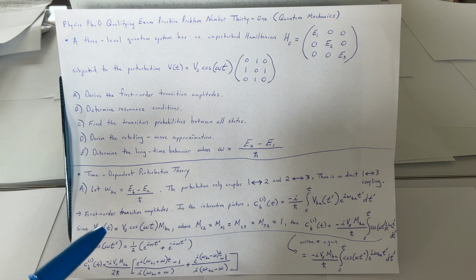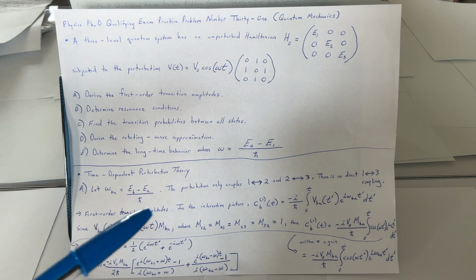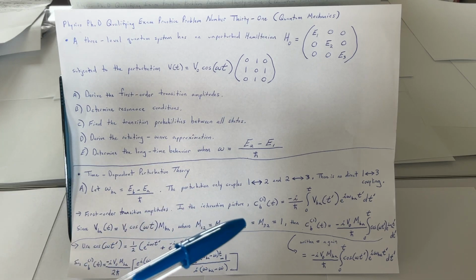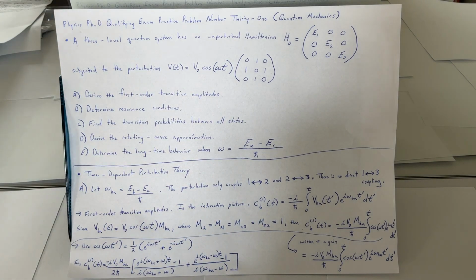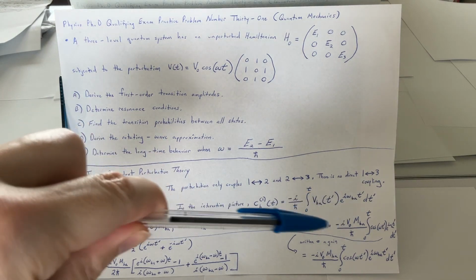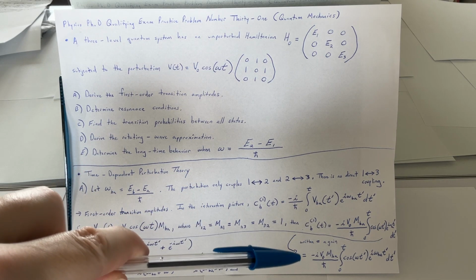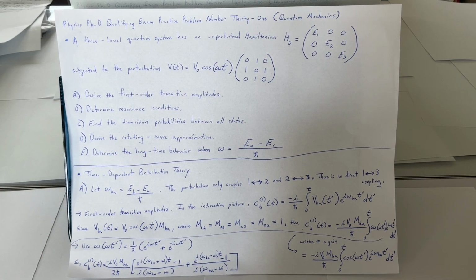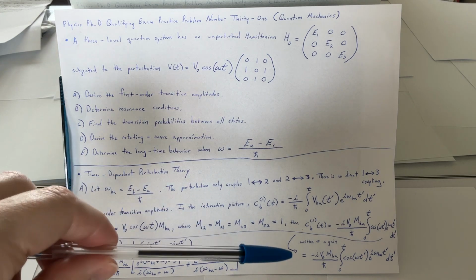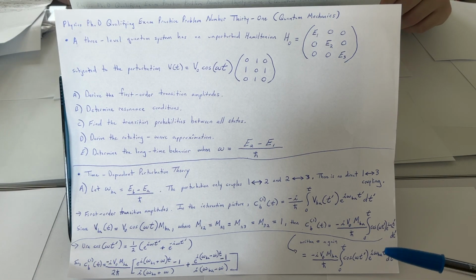And since V sub BA of t equals V naught cosine omega t times M sub BA, where M 1,2 equals M 2,1 equals M 2,3 equals M 3,2 equals 1, then C sub B first order of t equals negative I V naught M sub BA over H bar, integrated from 0 to t, cosine of omega t prime, e to the I omega sub BA t prime, dt prime.